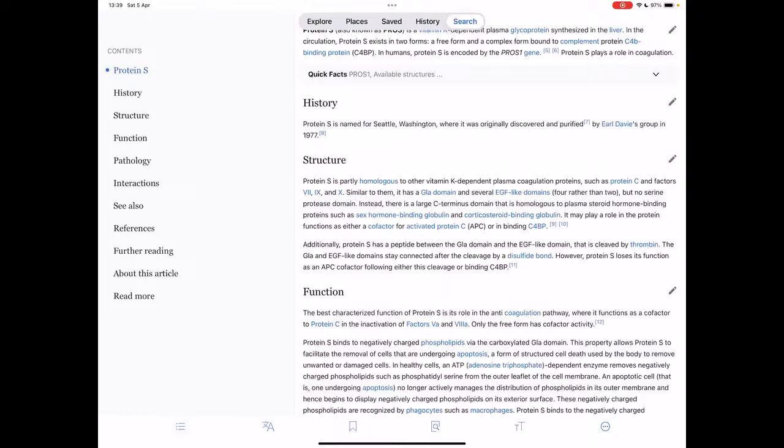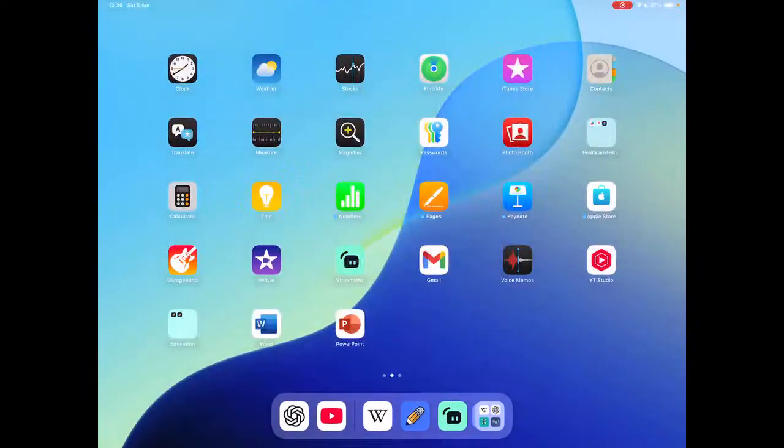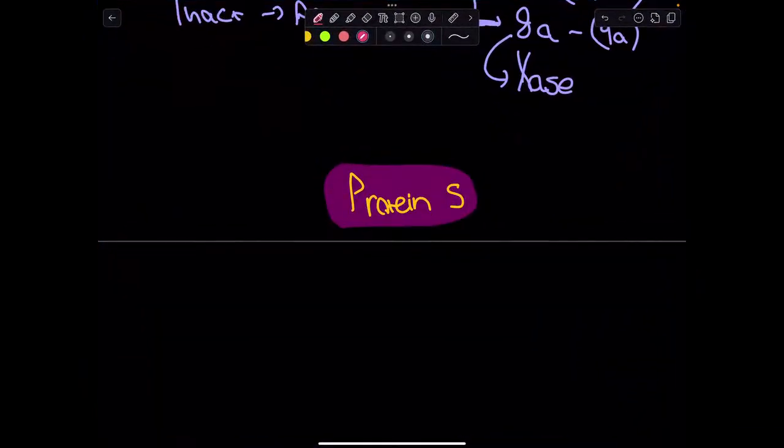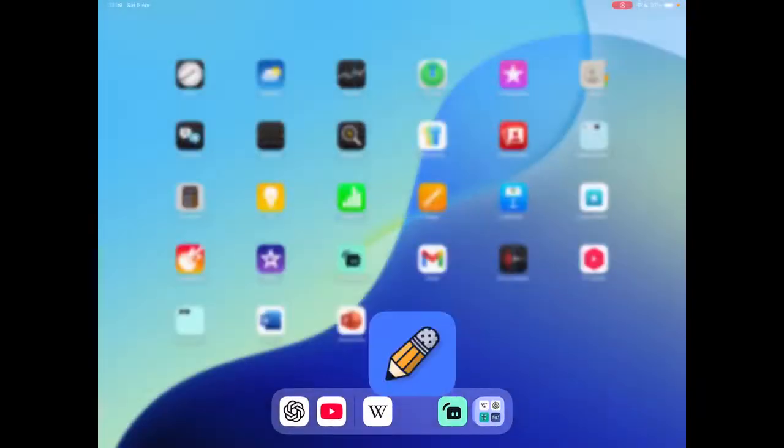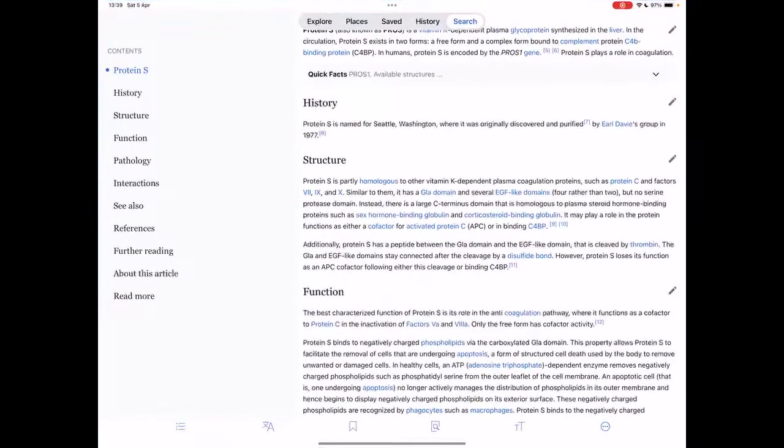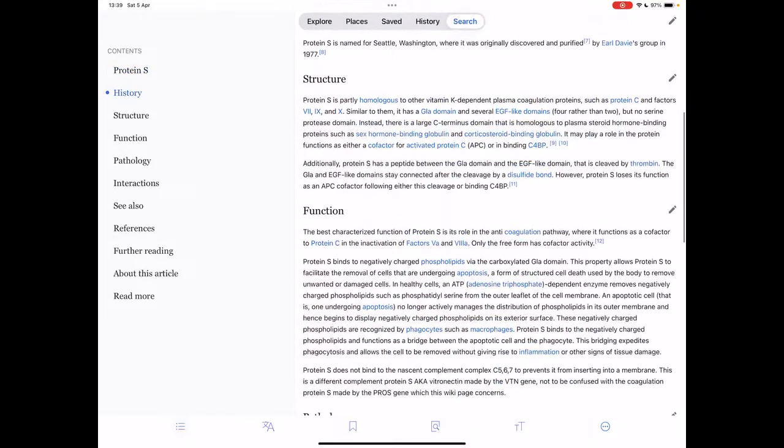Protein S is partly homologous to other vitamin K dependent plasma coagulation proteins such as protein C and factors 7, 9, and 10. Exactly. Protein S, like protein C and factors 2, 7, 9, and 10, is vitamin K dependent. This means it requires vitamin K for its synthesis and function. This group of proteins plays key roles in coagulation and anticoagulation.